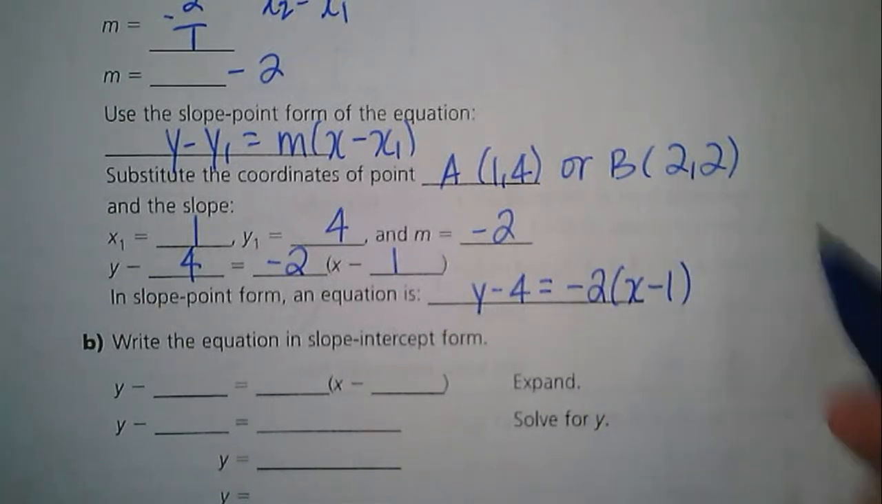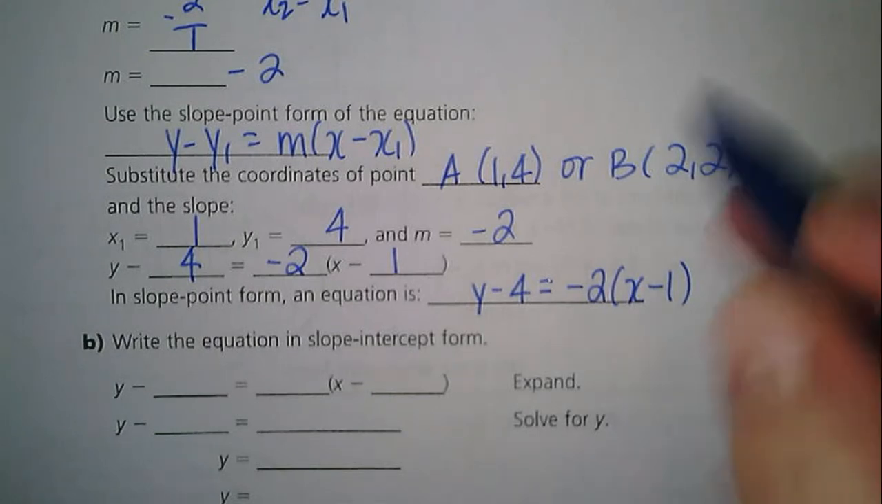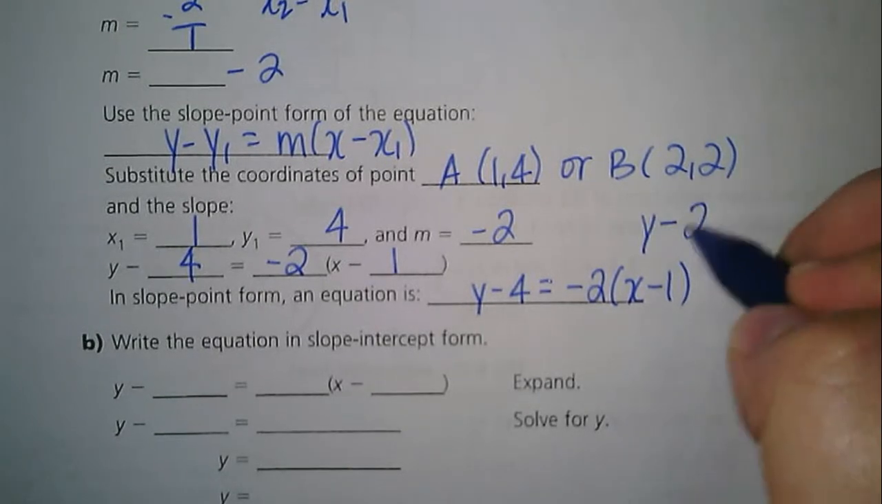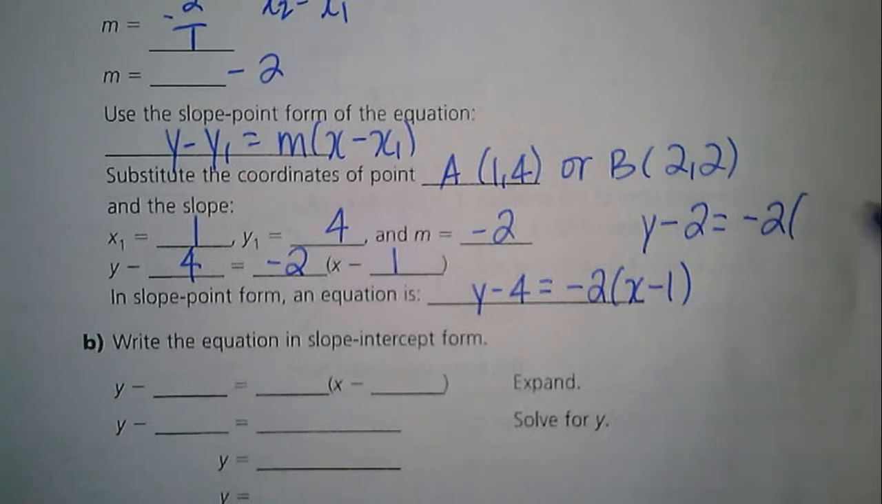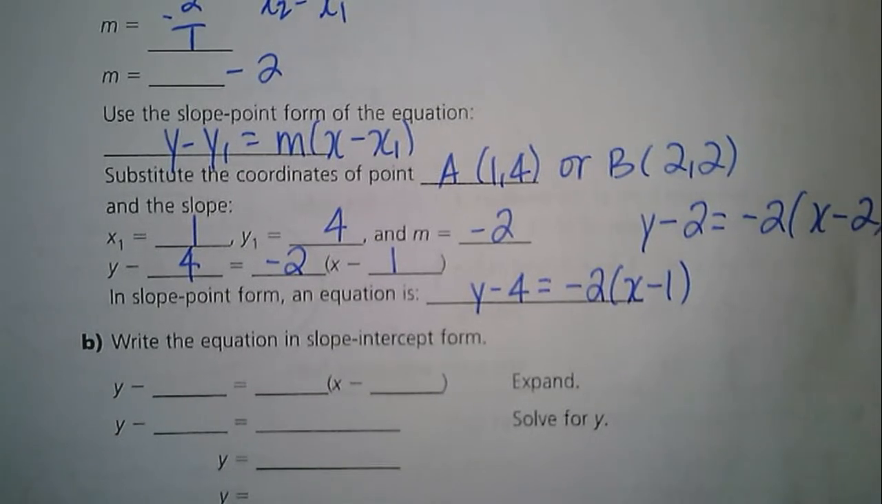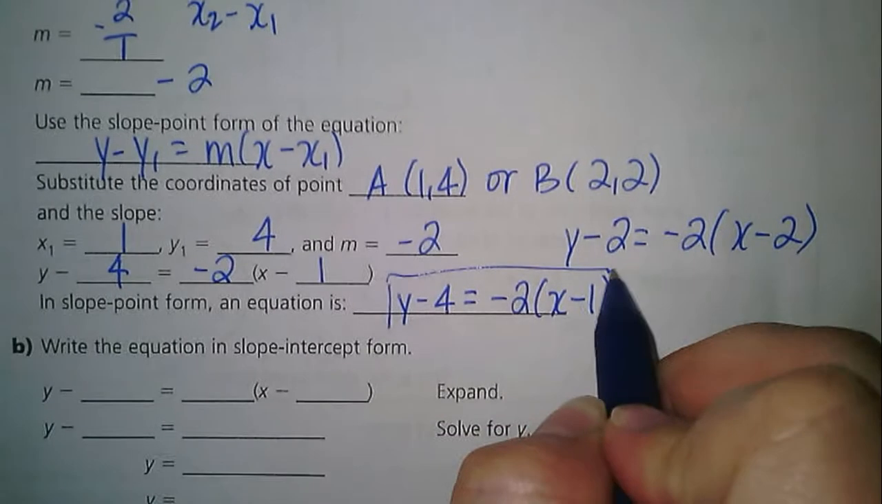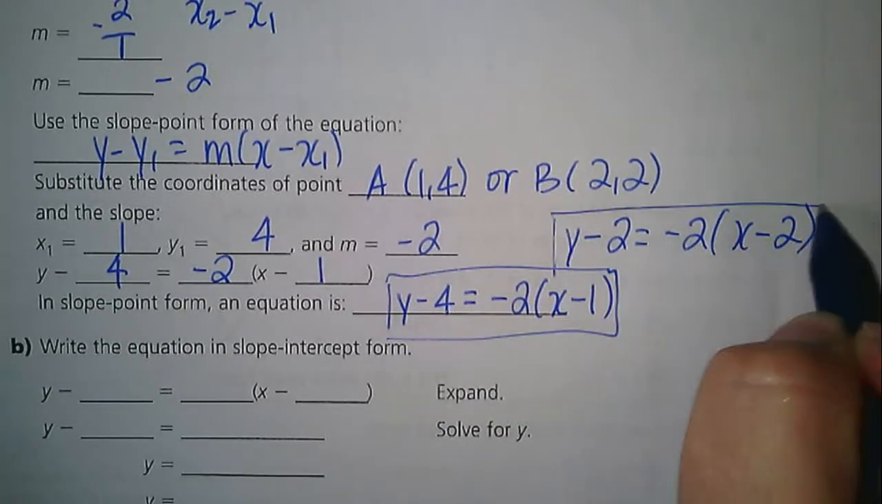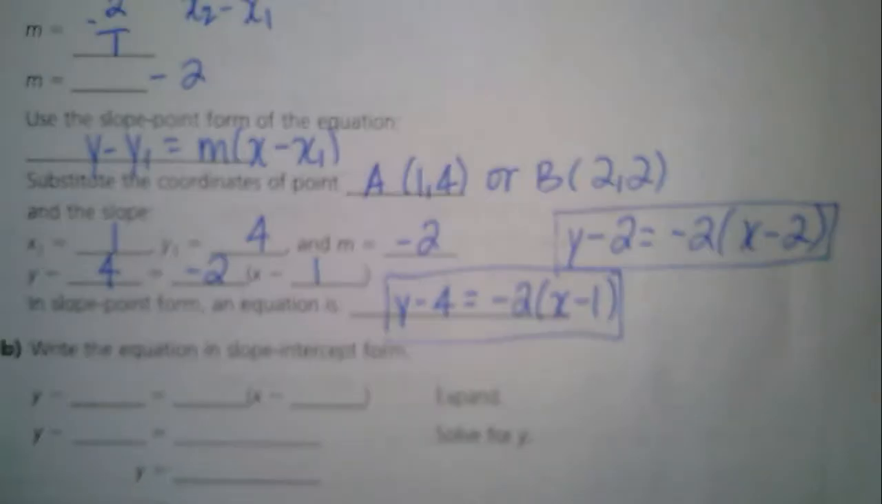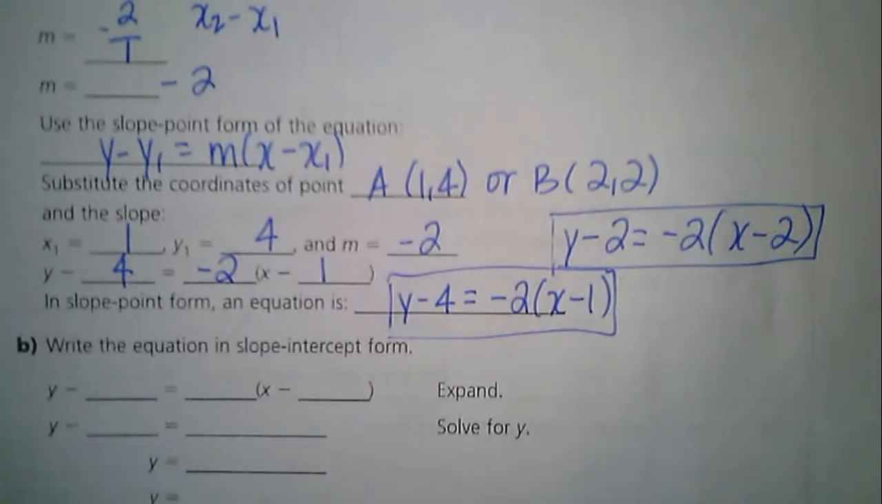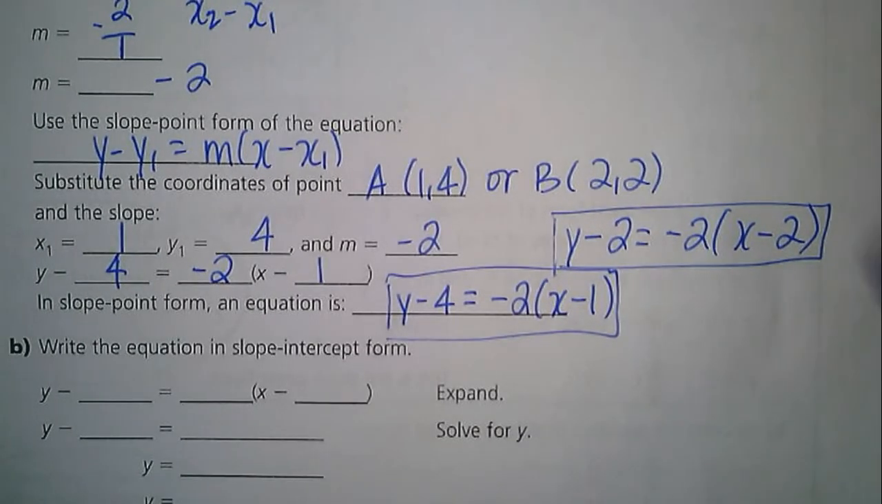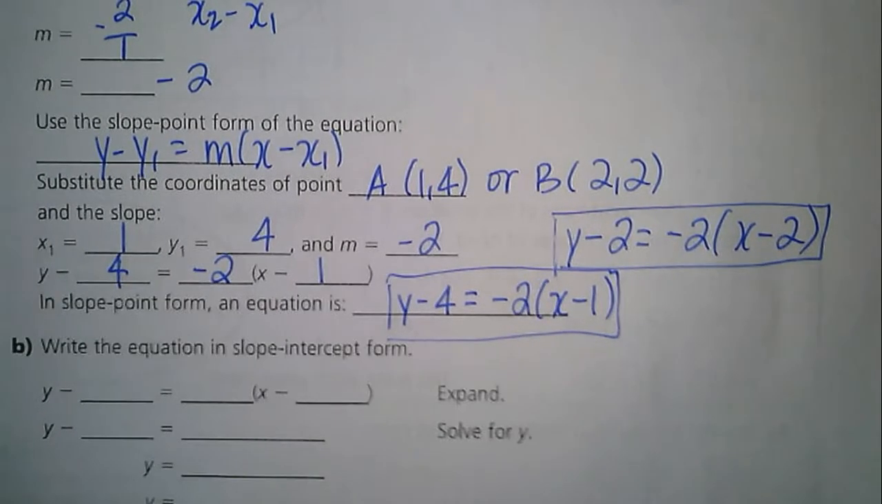Now, if I used 2 and 2 as my points, I would have come up with a different but still correct equation, which would have been y minus 2 equals negative 2, x minus 2. Okay, so both of these equations would be correct for slope point form, because they've given us 2 points on the graph above. And then the next part, they've asked us to write this in slope-intercept form.